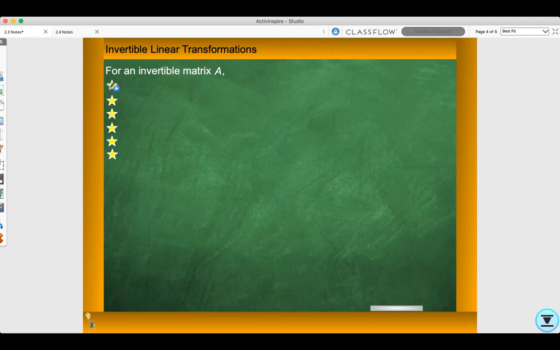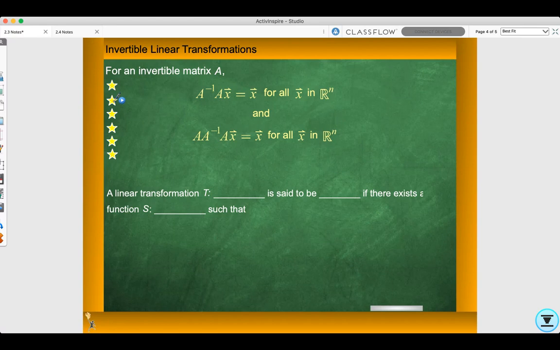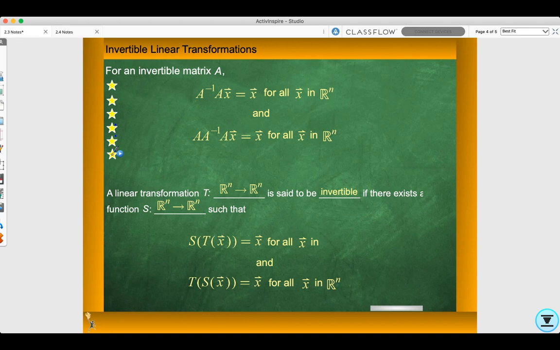Invertible matrices and linear transformations. For an invertible matrix A, A inverse AX equals X for all X in Rn, and A A inverse X equals X for all X in Rn. A linear transformation T from Rn to Rn is said to be invertible if there exists a function S from Rn to Rn such that S of T of X equals X for all X, and T of S of X equals X for all X in Rn.